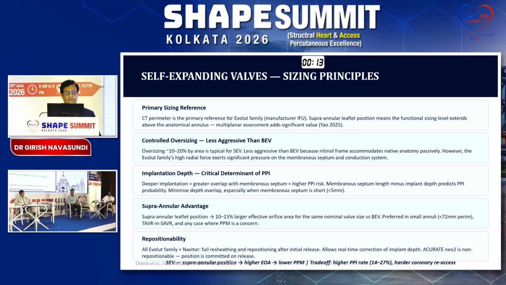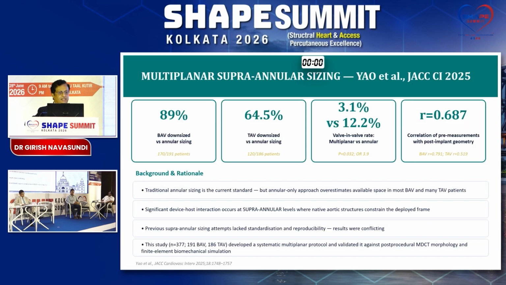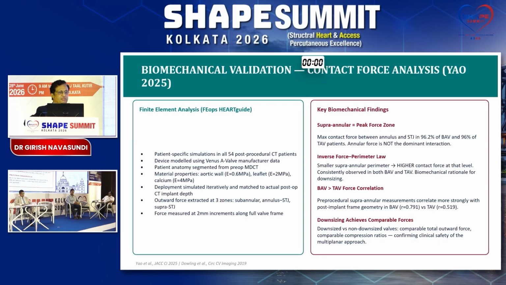With the supra-annular advantage, you have a 10 to 15% larger effective orifice area for the same nominal size versus balloon expandable. And the great advantage is repositioning. You have multiple attempts to position where you want. The drawback is higher permanent pacemakers. I think I will leave it at that and take some questions and show you some simultaneously.